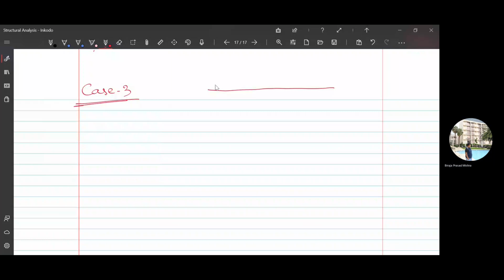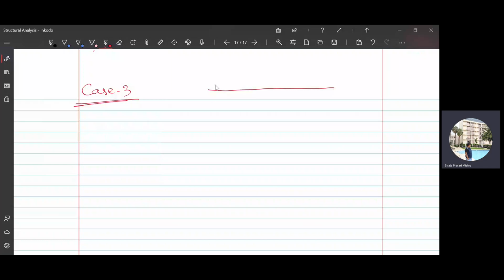Okay, so we have the fixed beam with distributed load. So how to do that? Or how to solve this problem? Just like this, here what we can do, we can draw the free bending moment diagram. Please put your mobile inside. We can draw the free bending moment diagram.